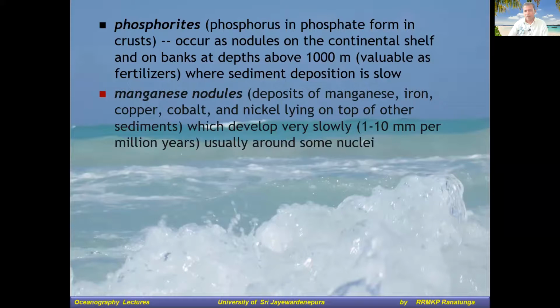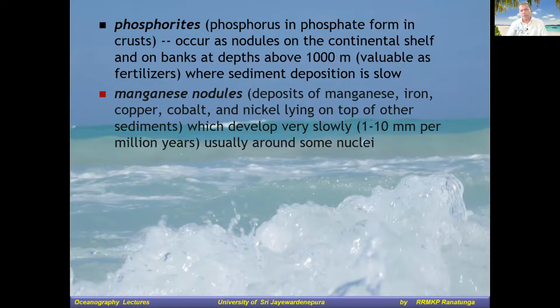And some scientists say that these nodules start depositing around the teeth of sharks. You might have seen sharks' teeth; they say the deposit starts around the sharks' teeth, but I don't know whether sharks' teeth are really there where they deposit.